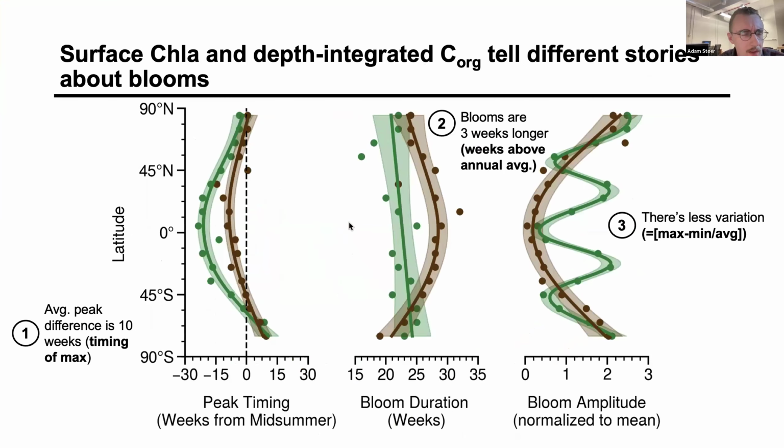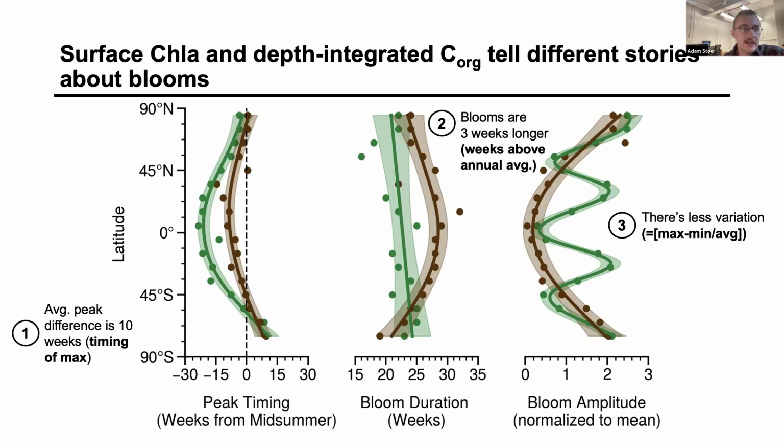So right here, these are these bloom metrics I just talked about. And what you can see here is that with this first panel on the left, peak timing in surface chlorophyll is very consistently before that of the peak timing of depth integrated carbon biomass. And so what that means is that when you see a peak in surface chlorophyll in the water, it more often than not means that that's not the peak in phytoplankton carbon, at least in terms of the seasonal cycle.